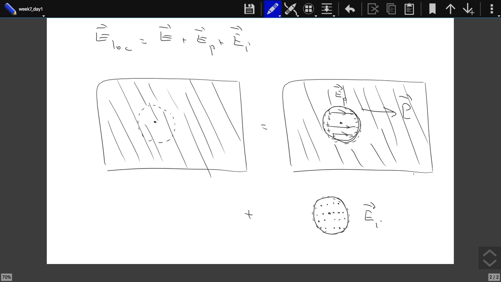And then there are the atoms inside our volume, all the other atoms. They also create some kind of electric field, and this is what we call E_I. Plus, of course, there's the external electric field that we apply, so there's this E, external or average. So these are the sources of the local electric field.